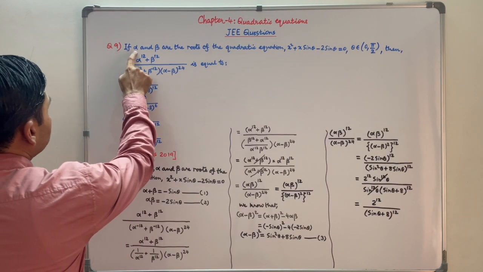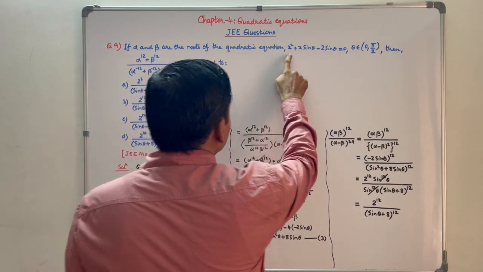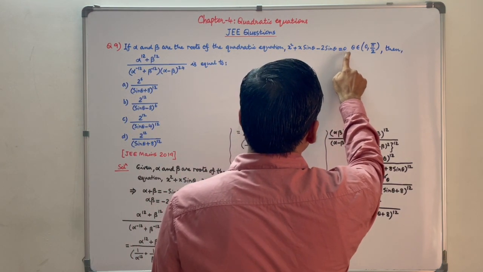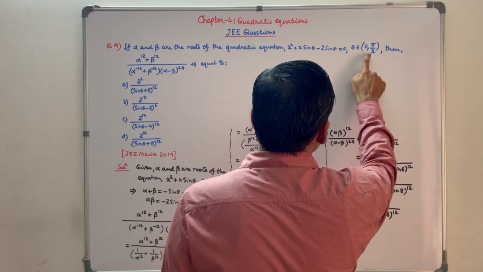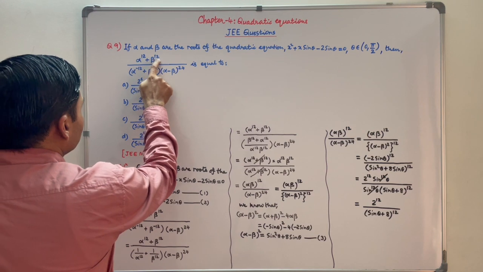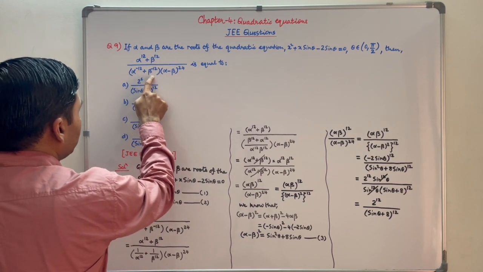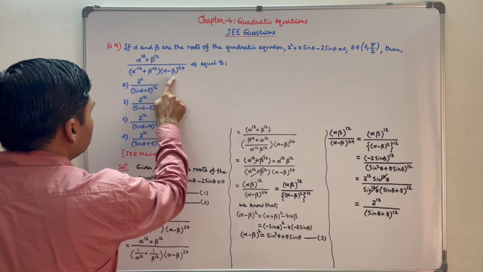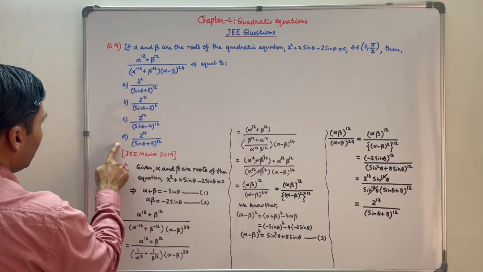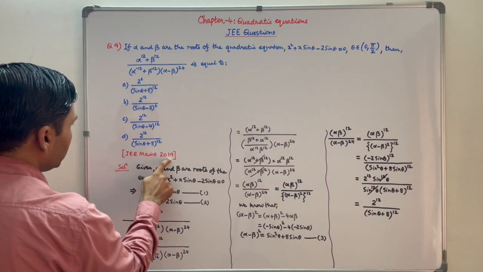9th question: if alpha and beta are the roots of the quadratic equation x square plus x sin theta minus 2 sin theta is equal to 0, where theta lies between 0 to pi by 2, then alpha to power 12 plus beta to power 12 upon alpha to power minus 12 plus beta to power minus 12 into alpha minus beta to power 24 is equal to. These are the options given. This question was asked in JEE Mains 2019.